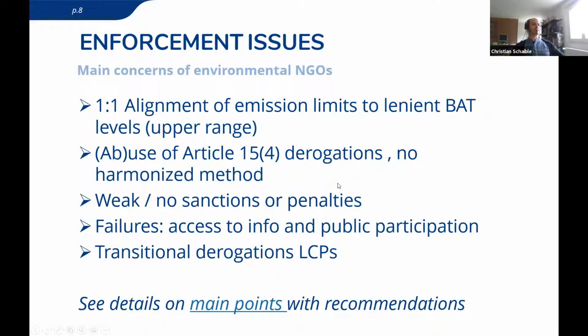And on these derogations, it's the so-called 15.4 derogation. There's no harmonized method. So there's no kind of accounting for how you calculate the costs, you know, air pollution costs. You don't look at the climate impacts. You don't look at the other aspects. So this is very limited. It's very weak.